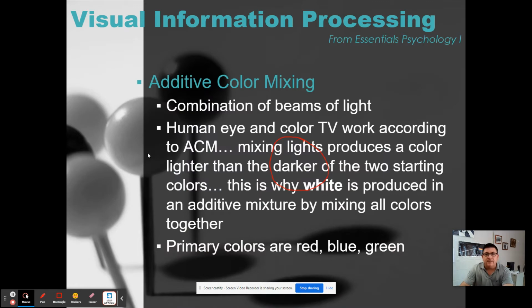All right, additive color. Oh, I want to get rid of that thing. How do I get rid of that mark here?